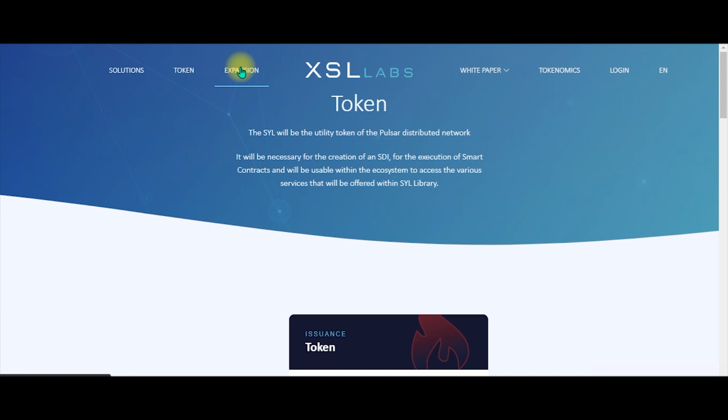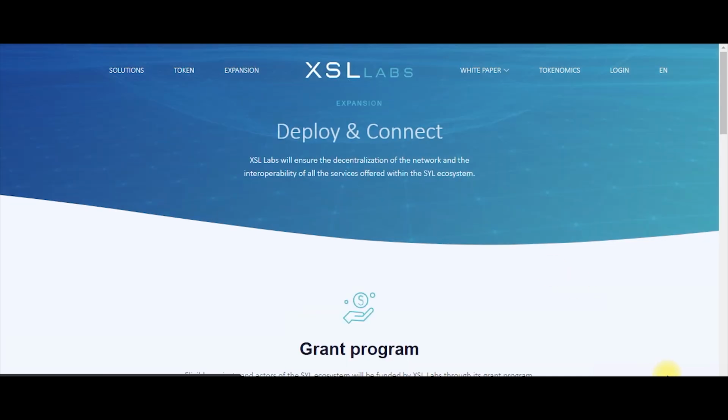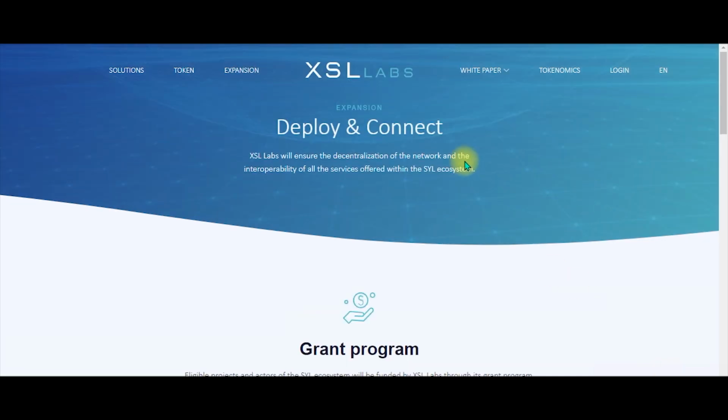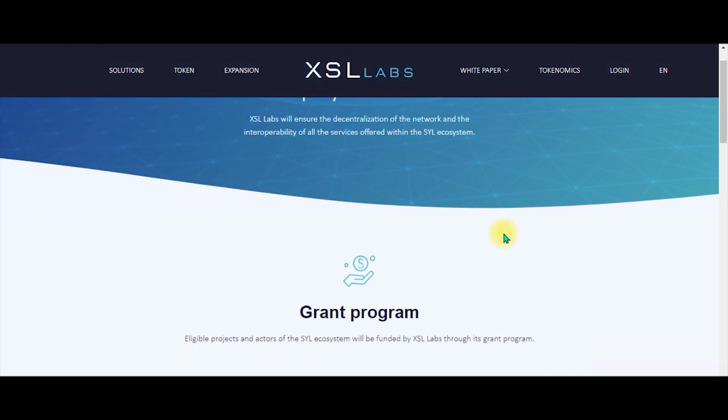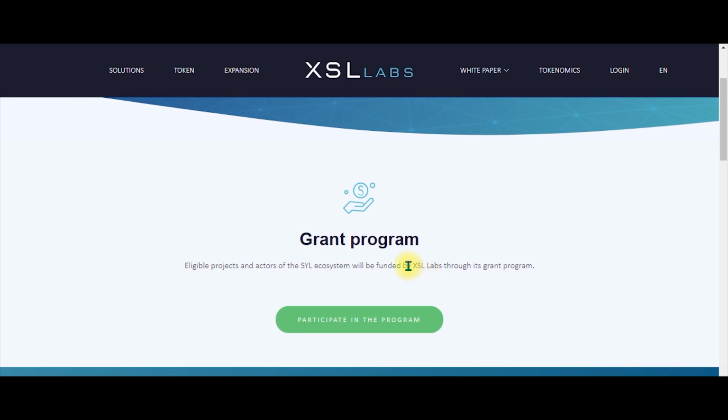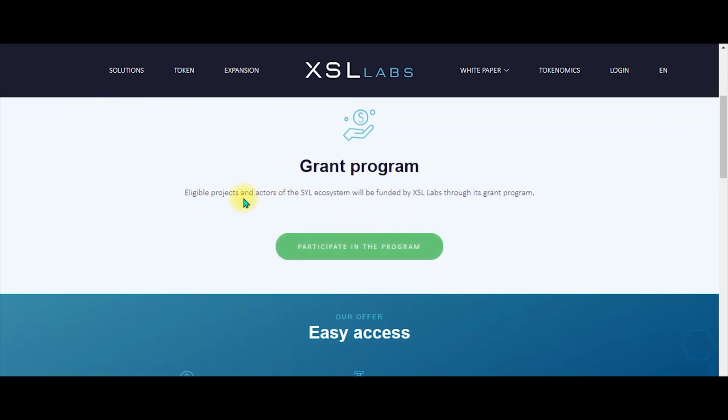Let's check out the expansion section. So here's the expansion page. XSL Labs will ensure the decentralization of the network and the interoperability of all the services within the SYL ecosystem. And if you're interested in the grant program, eligible projects and actors of the SYL ecosystem will be funded by XSL Labs through its grant program.